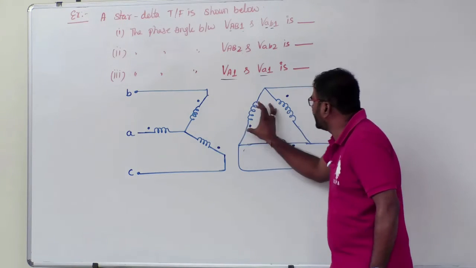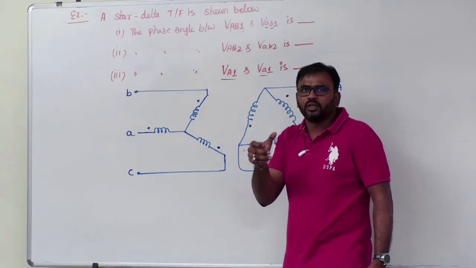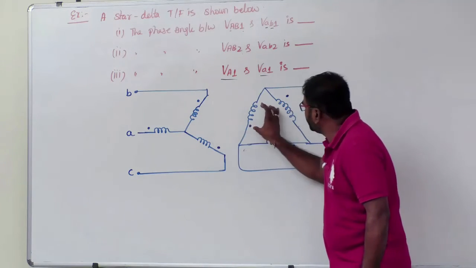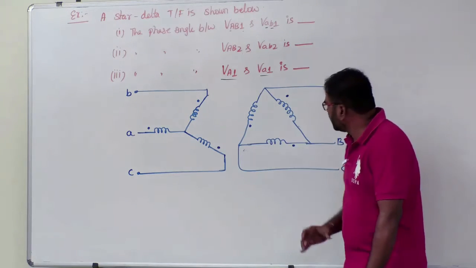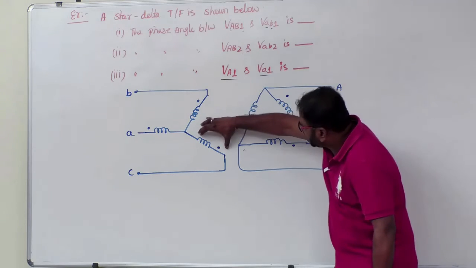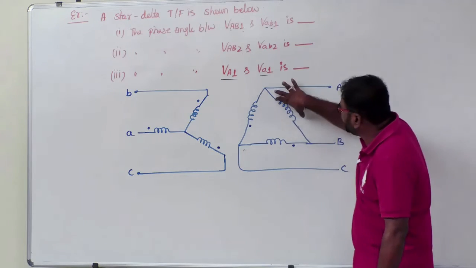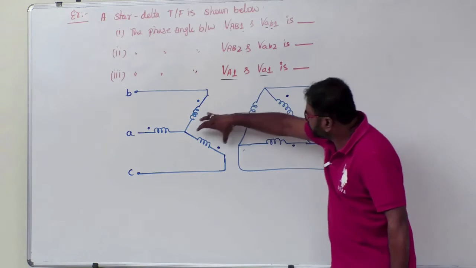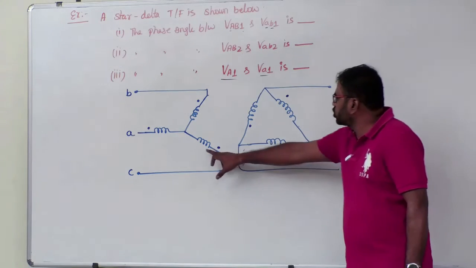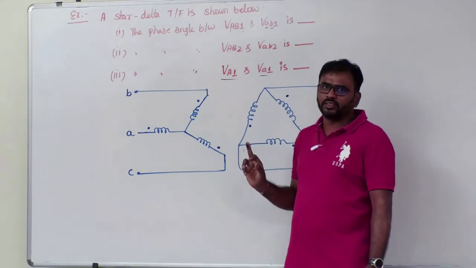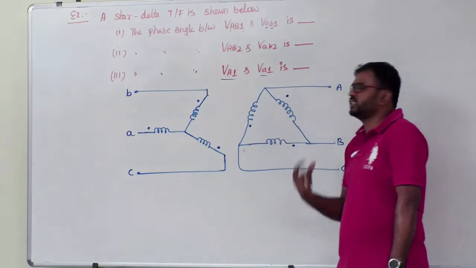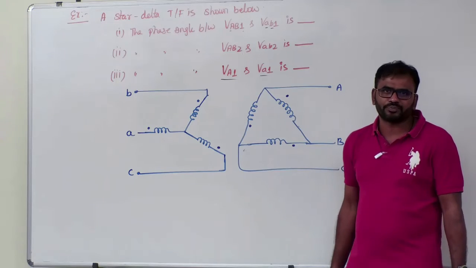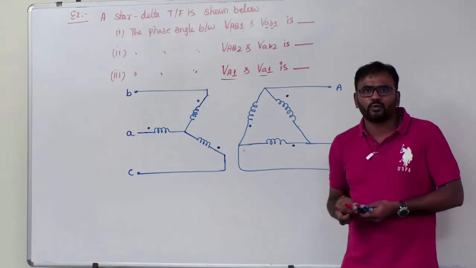That means these two windings are on the same limb. So the point is, the voltage here and the voltage here are in phase. And similarly, this winding and this winding are drawn alike. That means these are in phase. These two windings are on the same limb, so this voltage and this voltage are in phase. That is the first observation. Let us try to mark the voltages.